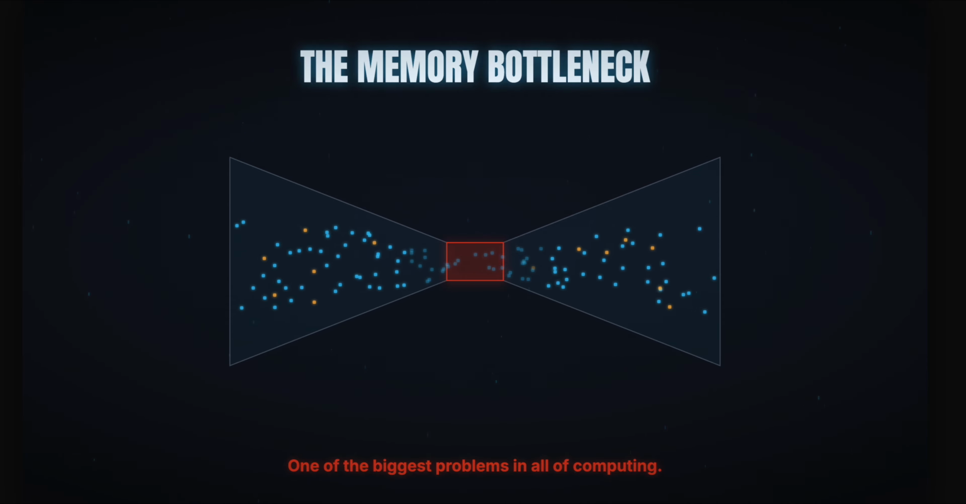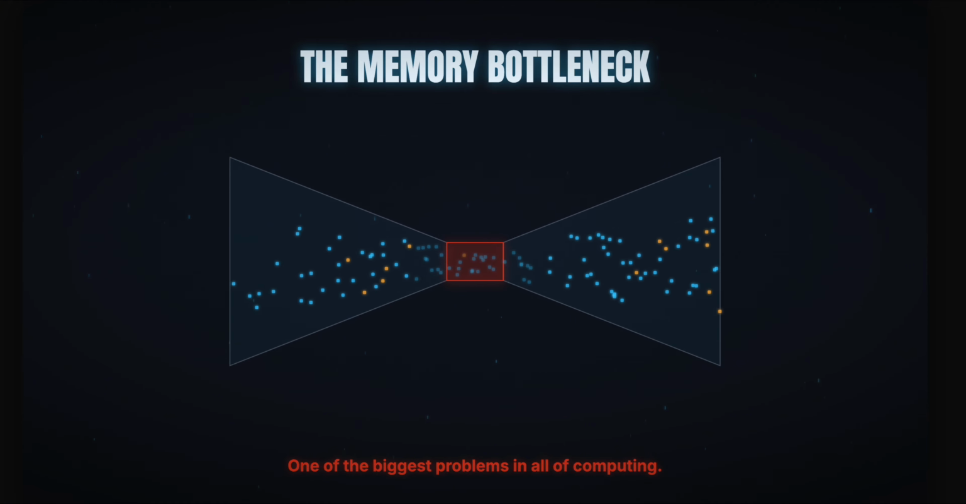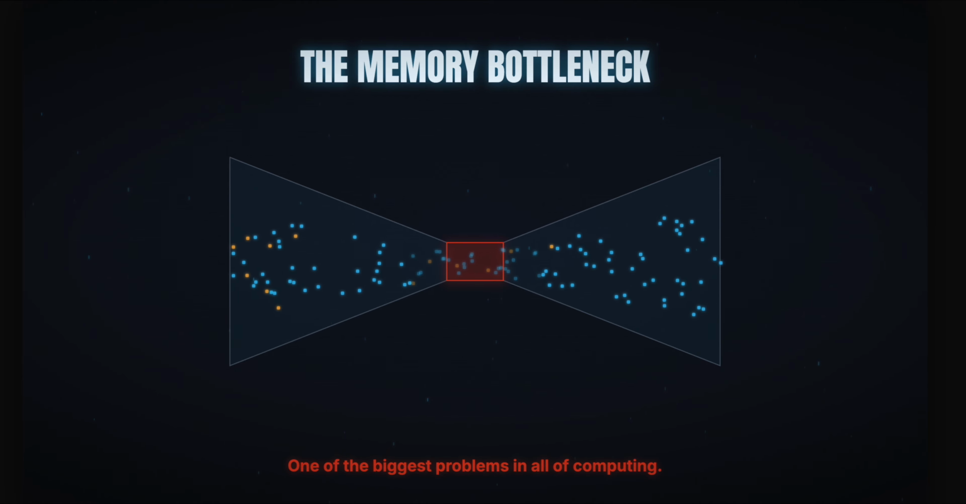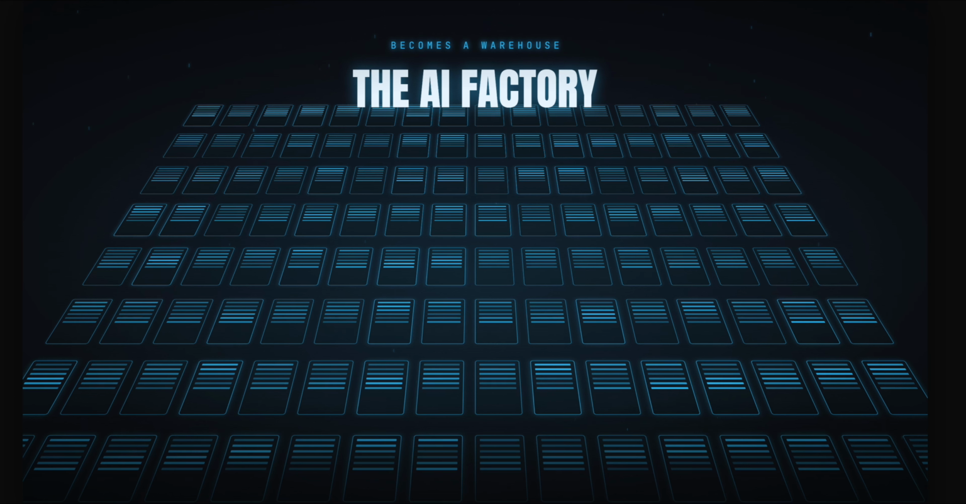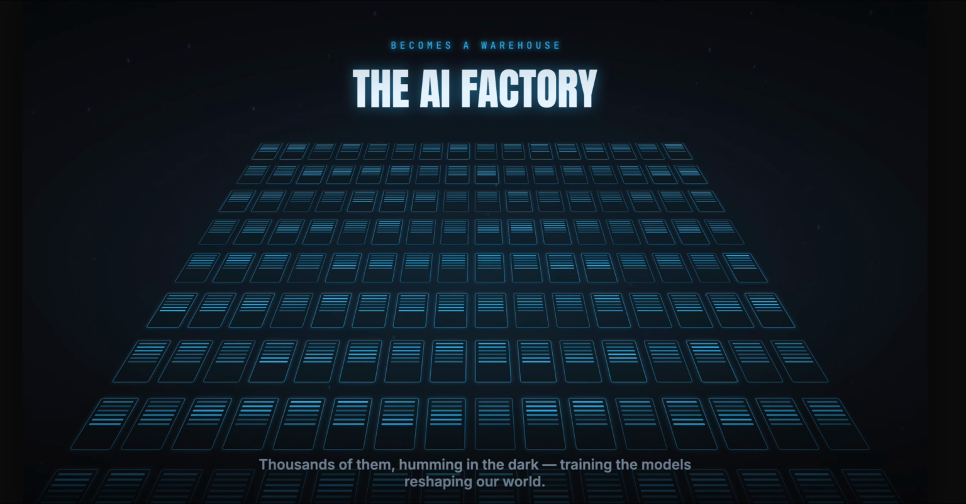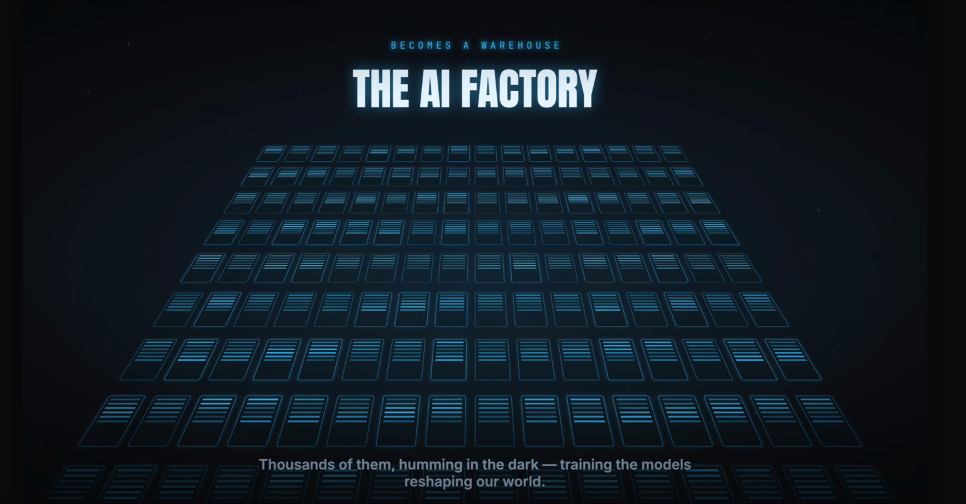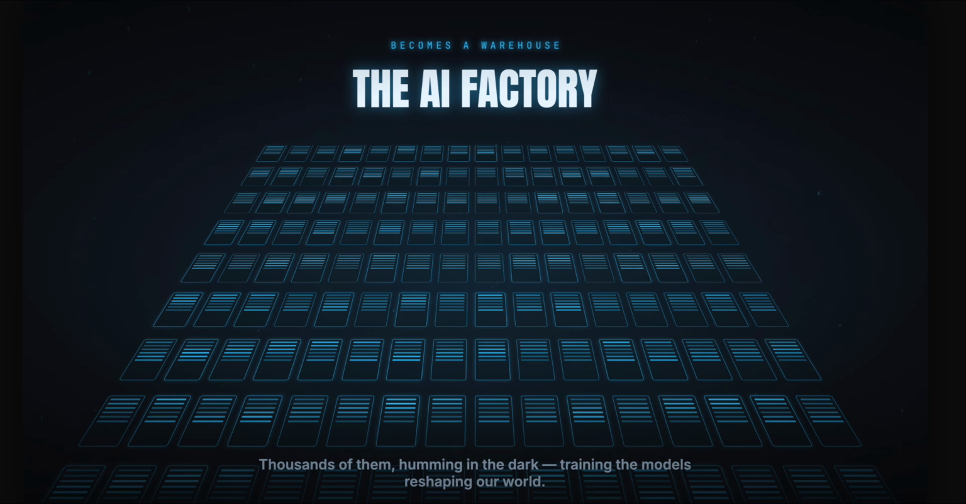In fact, this memory bottleneck, simply moving information from one place to another, is now one of the biggest problems in all of computing. And because no single chip is ever enough, they are bolted together by the dozens into refrigerator-sized racks and wired into entire warehouses, humming with thousands of them. Vast AI factories that train the models now reshaping our world.